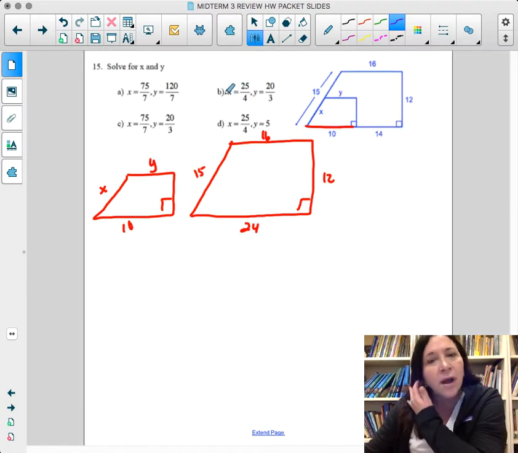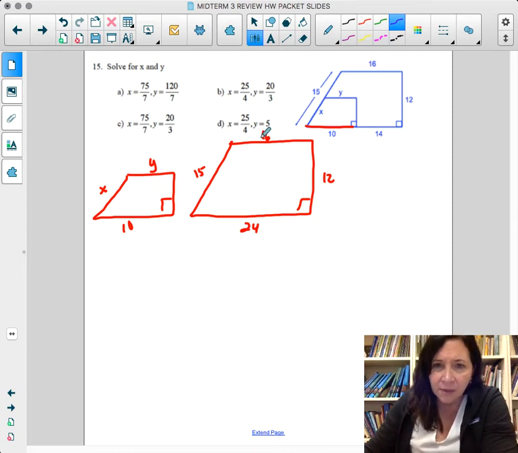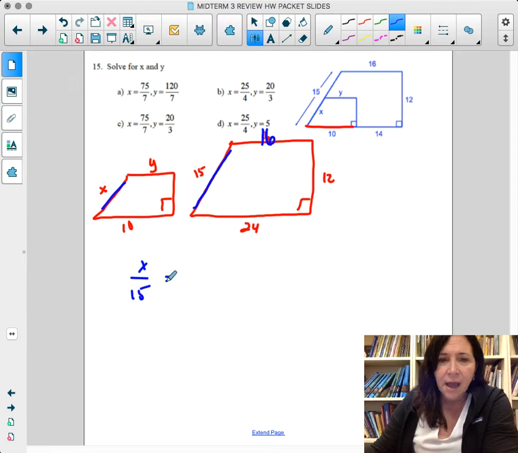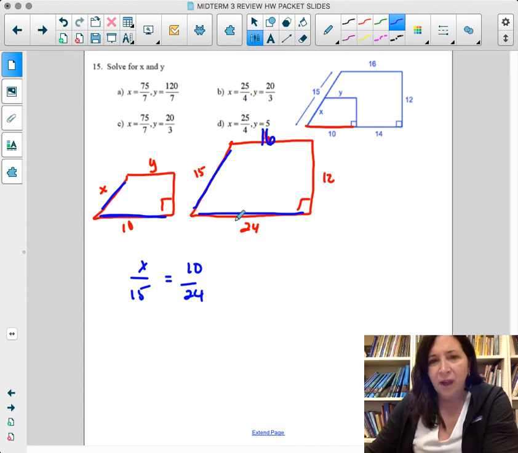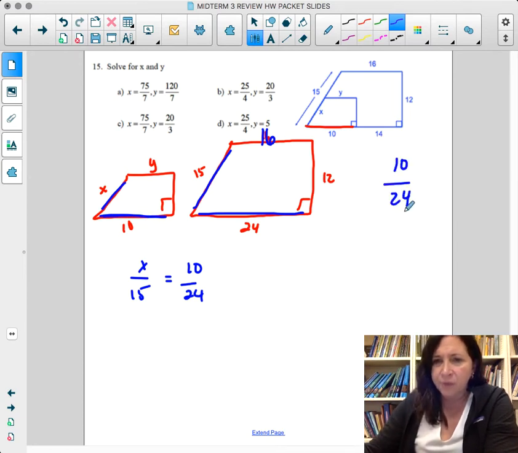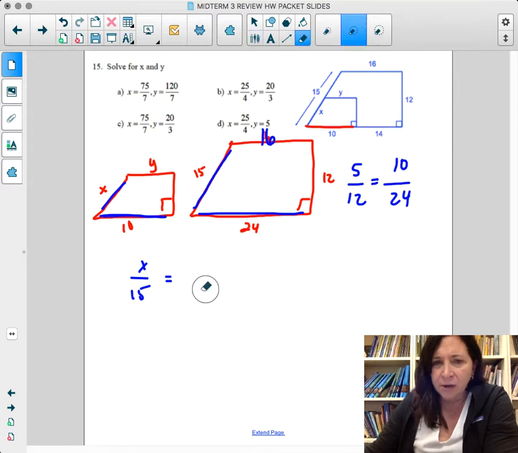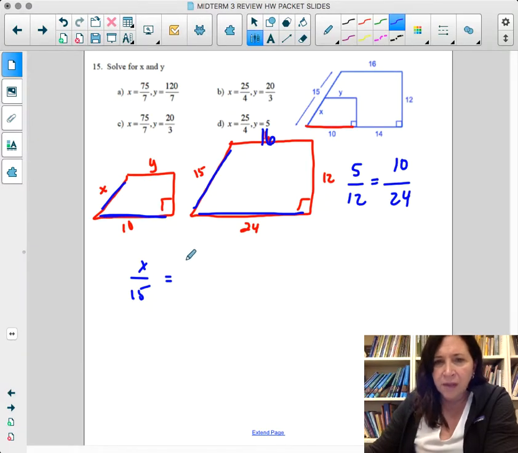To solve for x and y, we're going to make a proportion. This right here, by the way, is 16. x is to 15 as 10 is to 24. Now, I could have found the scale factor first and then done that. Scale factor meaning side to side. So 10 is to 24 is my scale factor, and then let's say I divided that by 2. That would be equal to 5 over 12. All that does is make the numbers smaller that I have to work with. So it's completely optional.